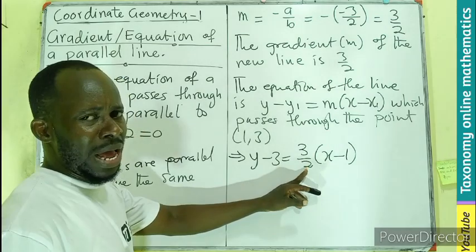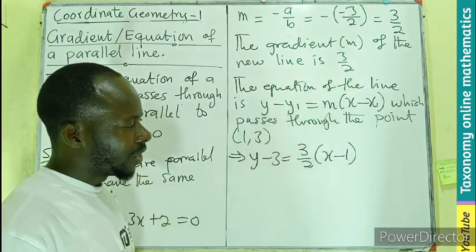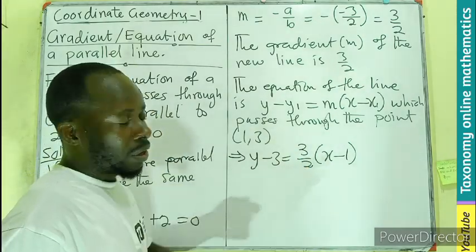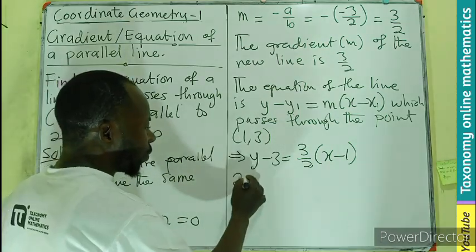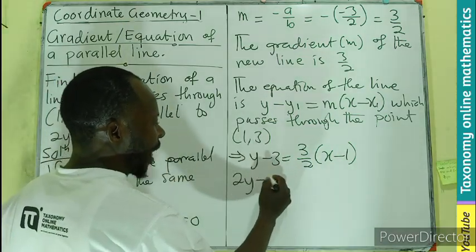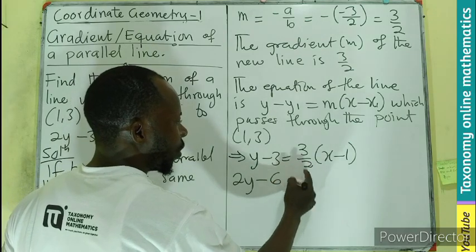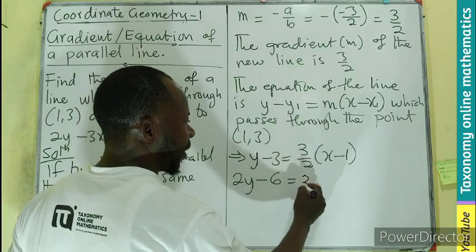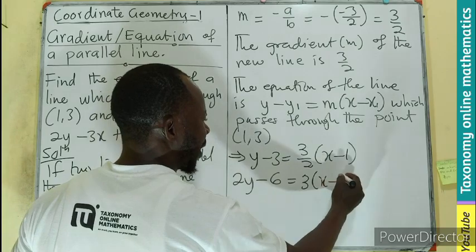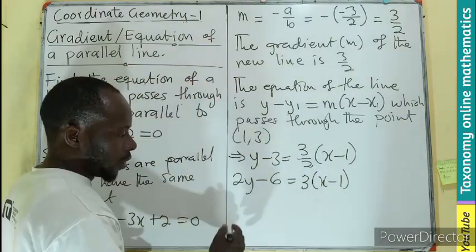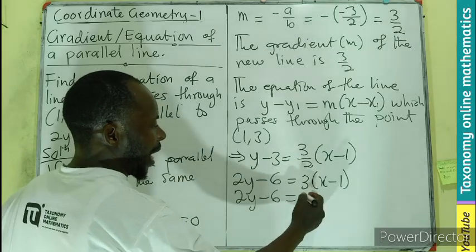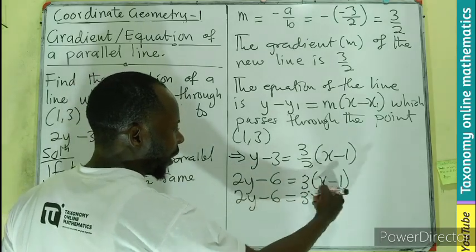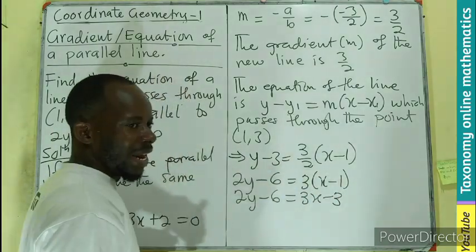In this form, we multiply by 2 since we are having a fraction with a denominator of 2. So 2 times this, 2y; 2 times 3, 6. When 2 multiplies here, you'll be left with 3 times (x minus 1). Let's open the bracket: 3x, 3 times 1, minus 3.